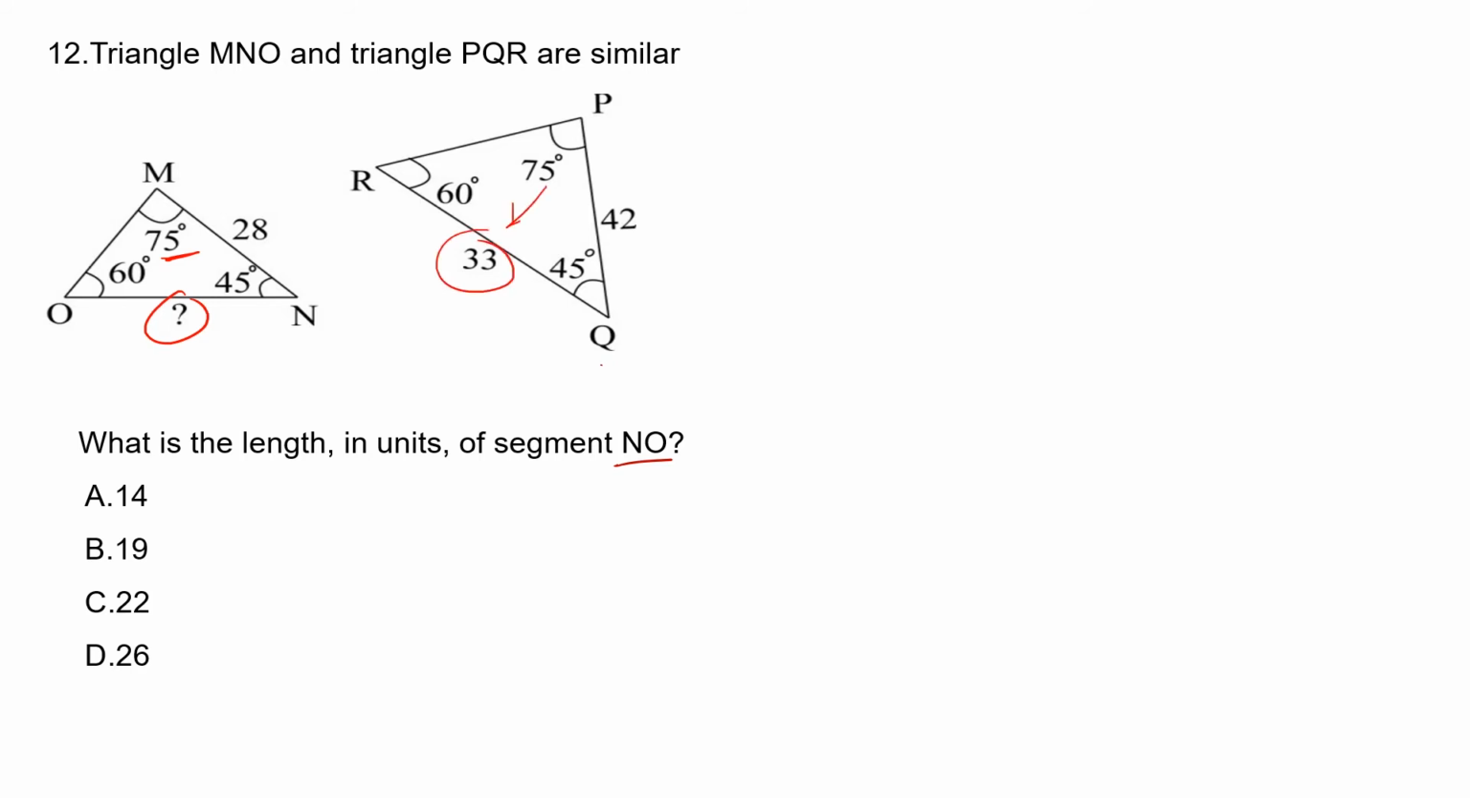So I could set up one fraction here to set up my proportion to solve. I'm going to call ON x, my unknown. So I could say x over 33 is equal to, and then if I go back to my first triangle here, side 28. 28 corresponds to the middle angle because 60 is in between 45 and 75. So my 60-degree angle over here is across from the side length of 42. So I just set up my proportion there and cross multiply and solve.